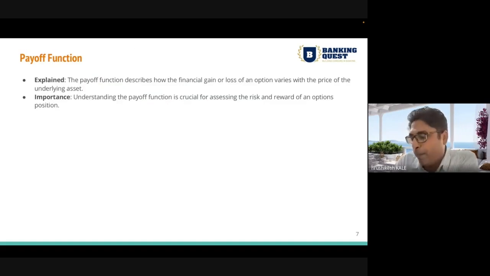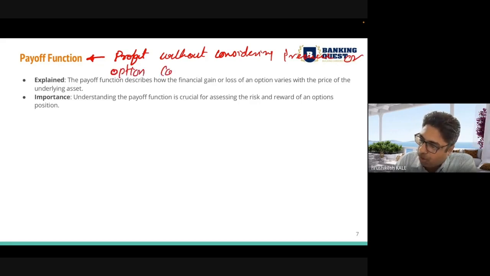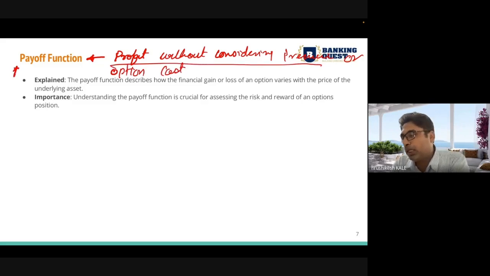Payoff function is nothing but profit without considering premium or option cost. Okay. What does that mean? Payoff is nothing but the profit which you generate from the option trading, but without considering the option cost or premium cost.